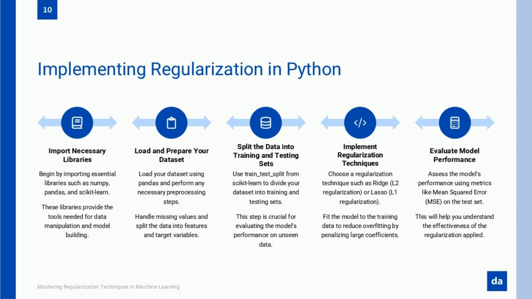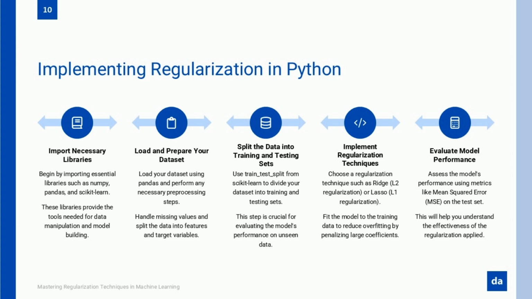First, when you're dealing with a machine learning problem, you always start by loading and preparing your data. This means getting your data set, cleaning it up, and splitting it into a training set and a test set. Because if you don't have a proper test set, you'll never know if your regularization is actually improving performance. Next, you need to choose which type of regularization to apply.